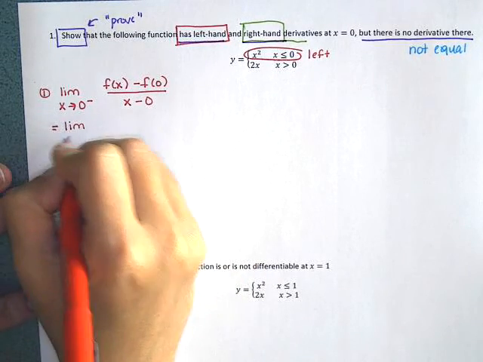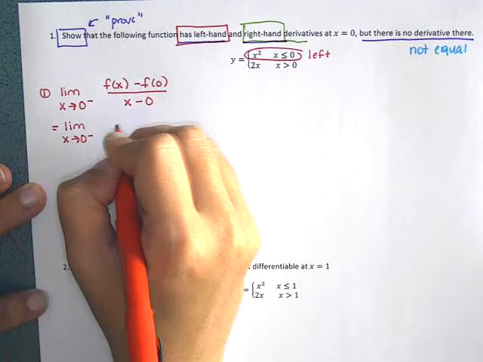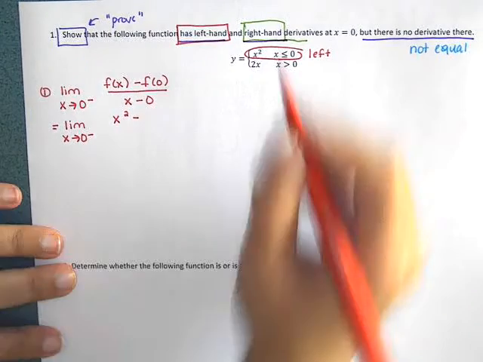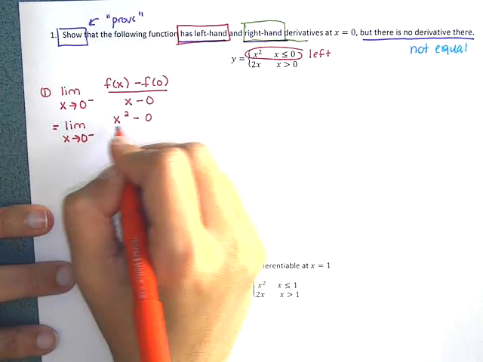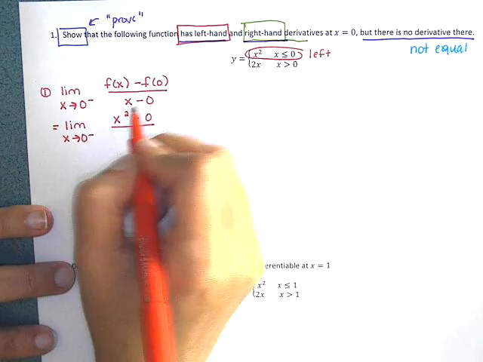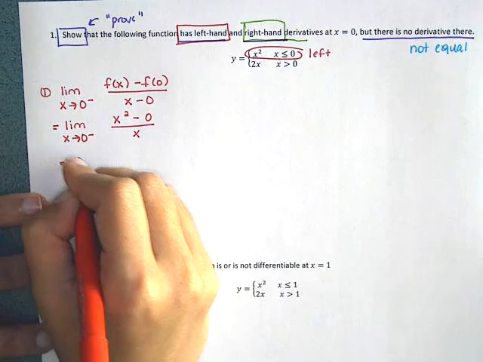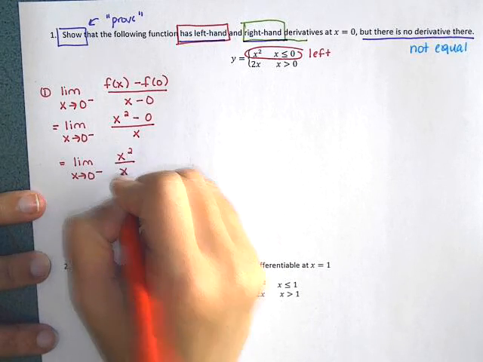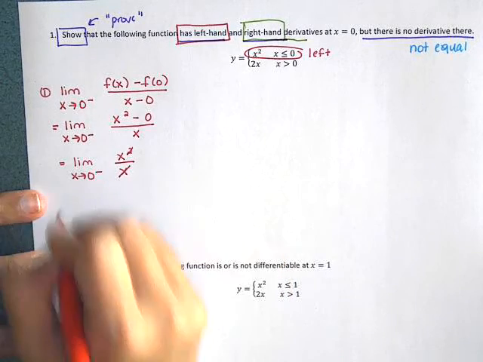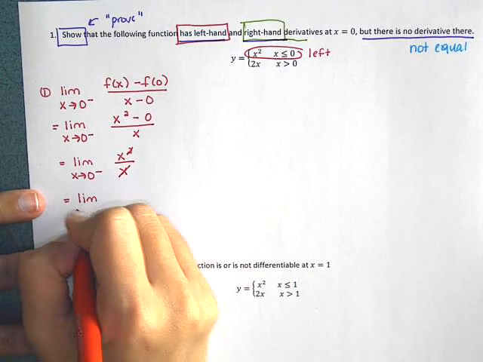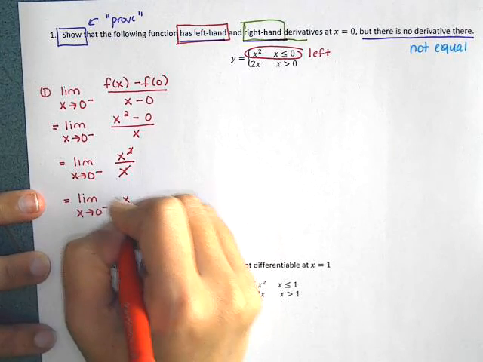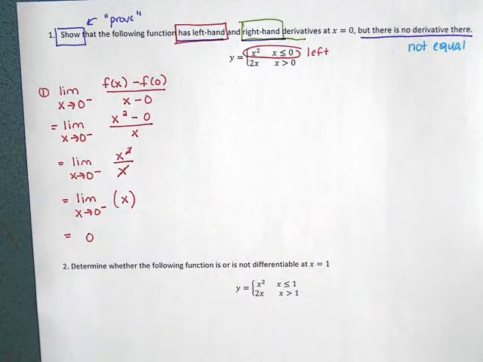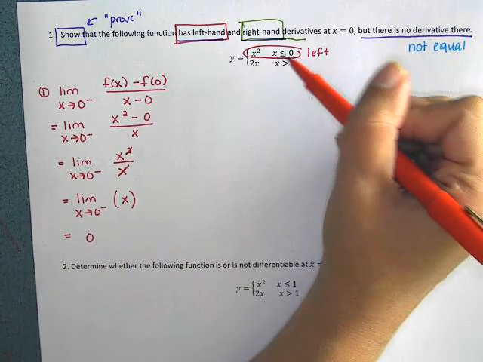Now in this problem, because the top function controls the left side, I would say x squared minus f of 0 means take an x that's 0 and plug it in, I get 0, all over x, because x minus 0 is just x. So I would have the limit as x approaches 0 from the left of x squared divided by x. One of the x's cancels, so I would have the limit as x approaches 0 from the left of just x. Now I can plug the 0 in and I get 0. So the slope of this graph to the left of 0 is 0.